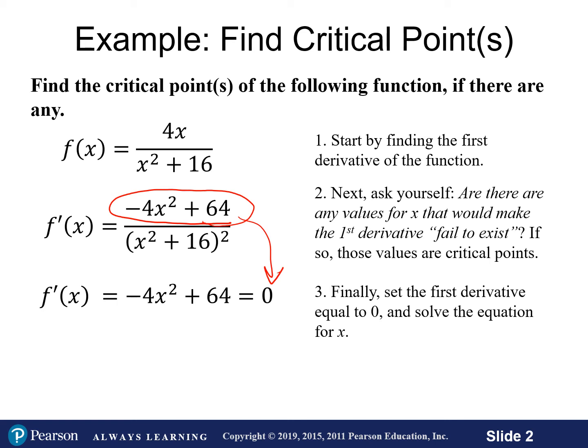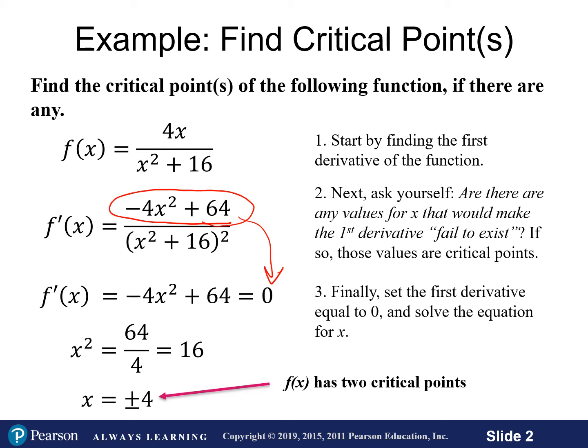When we set the numerator equal to 0, negative 4x squared plus 64 equal to 0, and solve for x, well, I would subtract 64 from both sides, divide both sides by negative 4, and we get x squared is equal to positive 16. To find the value of x, we simply square root both sides of the equation, and so this original function has two critical points, at x equals positive 4 and at x equals negative 4.